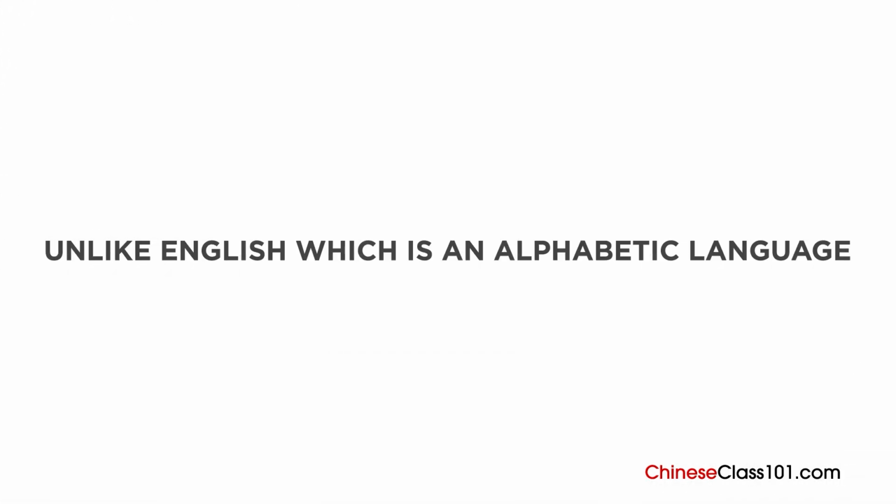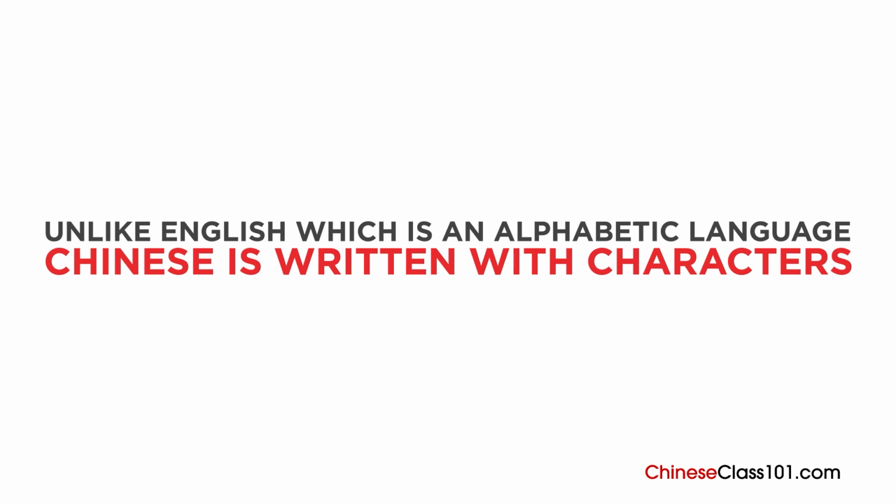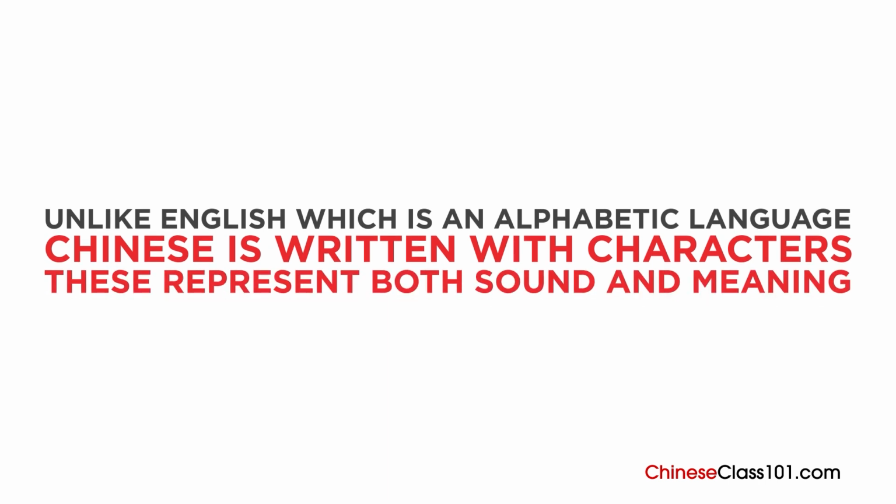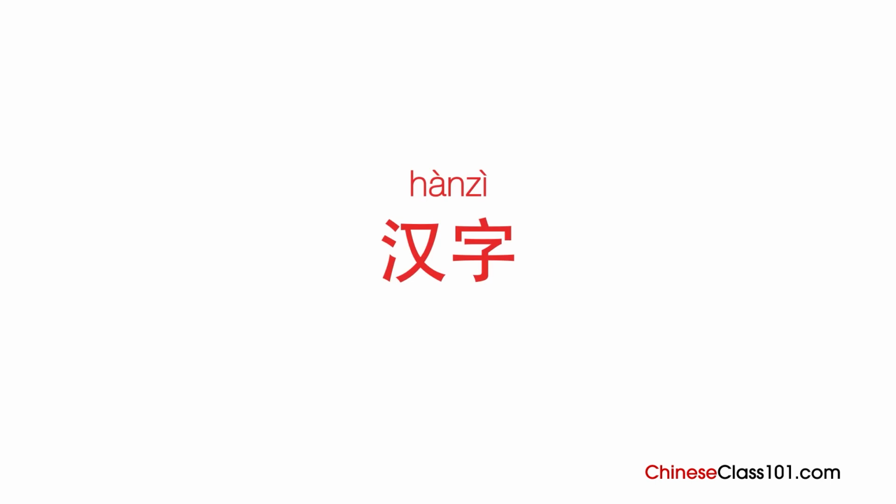Unlike English, which is an alphabetic language, Chinese is written with characters. These represent both sound and meaning. Each hanzi has one syllable. One or more syllables make up a word. So in Chinese, a word can be made up of one or more hanzi. For example, the word hanzi is made of two syllables.